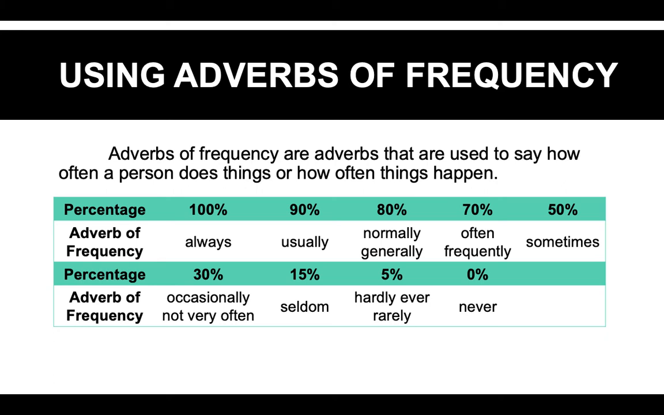Then down below, you see some adverbs that are describing things that happen less often. Occasionally or not very often, that could be like 30% of the time. Seldom could be like 15% of the time. Hardly ever or rarely is like 5% of the time. And then never is never, 0% of the time. These percentages are not exact, but they give us a general idea about which adverb of frequency to use based on how often something happens.